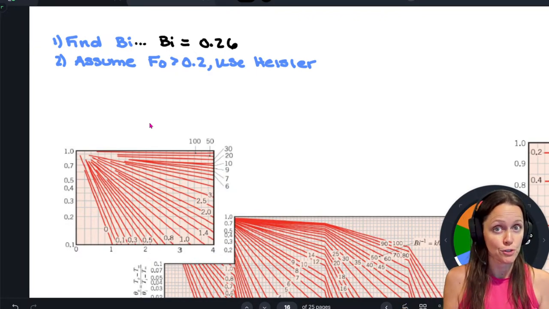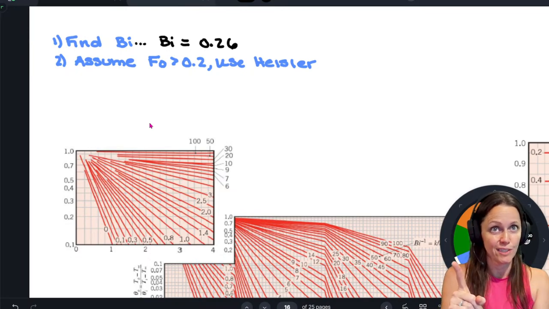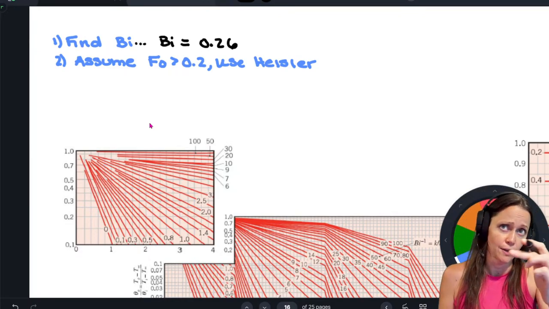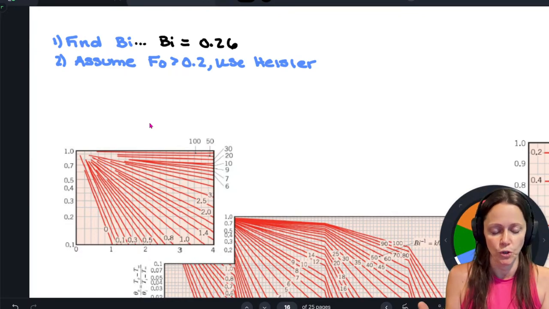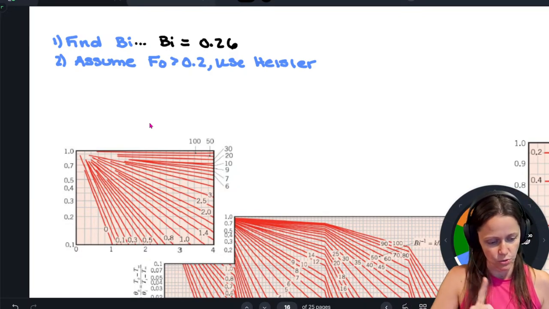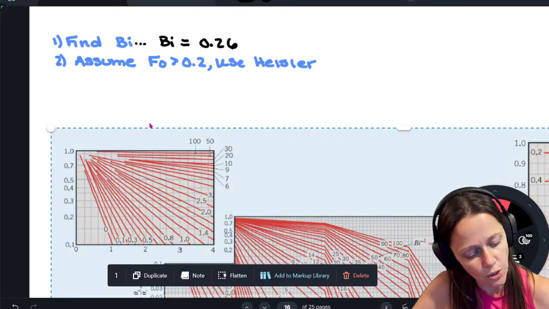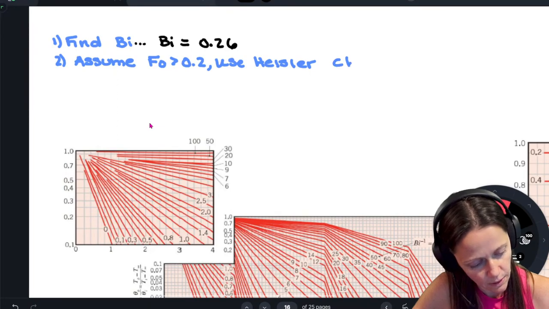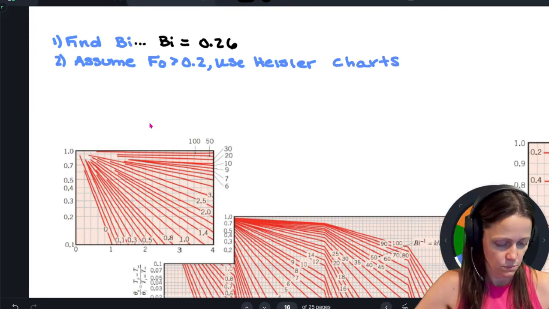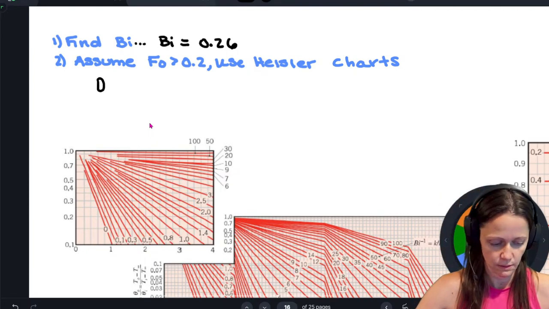It's the graphical solution of the one term temperature profile, right? The graphical solution of theta or whatever we're looking at, whatever parameter, the temperature distribution or whatever, but it's just the first solution. All right, our first term in that solution. So we're going to use our Heisler charts.